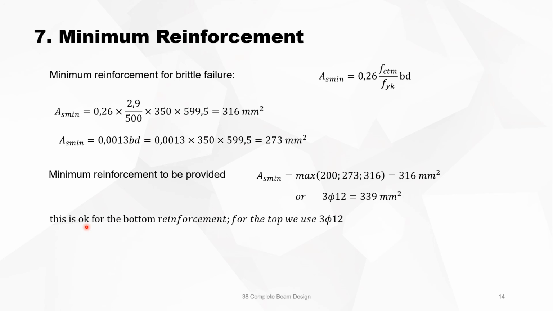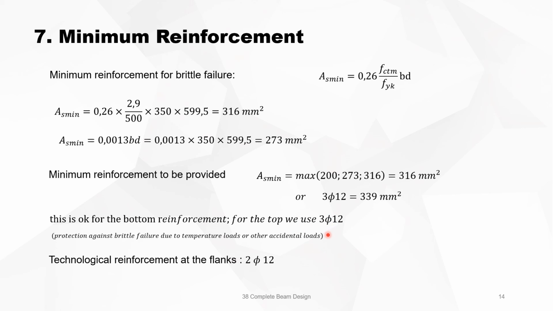This means that for the bottom of the section, in the tension zone, in the middle of the span, 3 diameters 12 is okay because we have 4 diameters 25, so that's already all right. But for the top, in the compression zone, we also put 3 diameters 12. This is just to protect the beam against brittle failure that can happen due to accidental loads or temperature loads or whatever. So the compression reinforcement is the minimum reinforcement in this case.